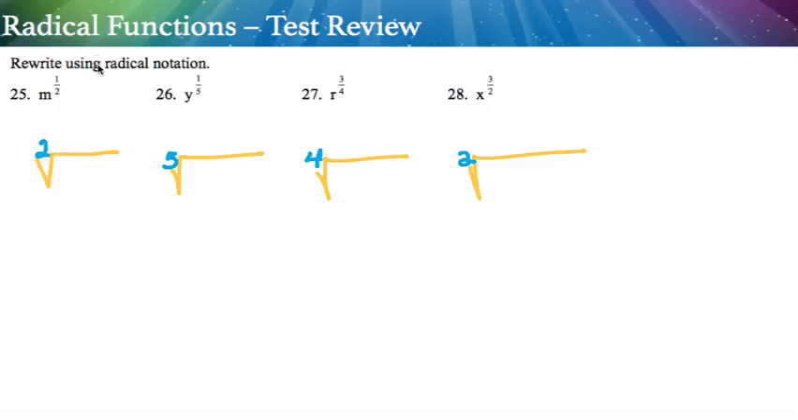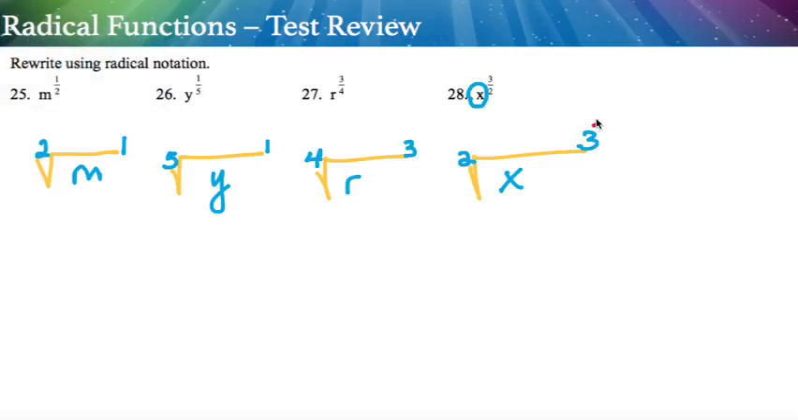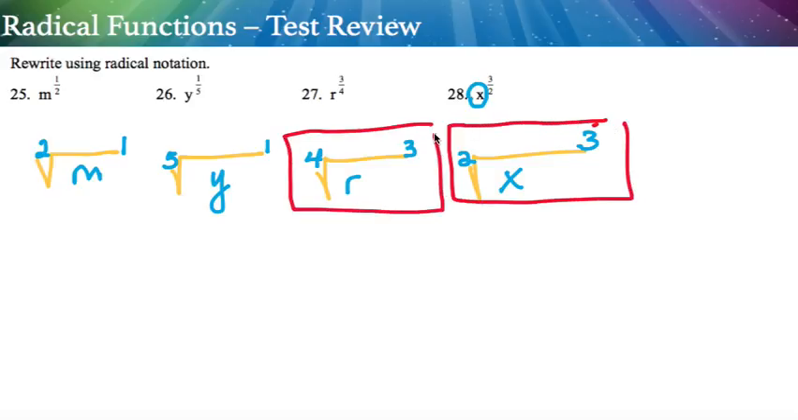Let's go back and get the top number. The top number is the exponent. So a 1 for the top, 1 for the top here. I don't know why I left the base of the exponent left to last. It really doesn't matter. Okay, the m goes on the inside, the y goes on the inside, the r goes on the inside, and the x. And guess what? That is done. There's the answer for that one.